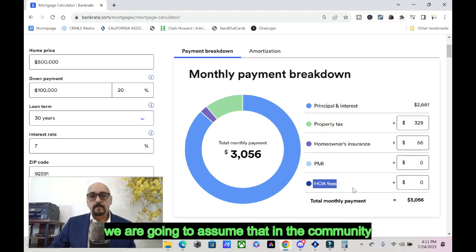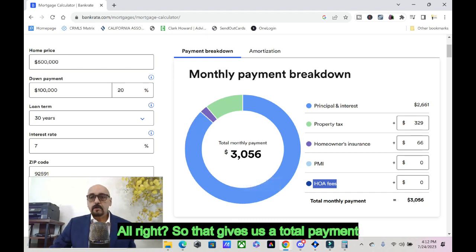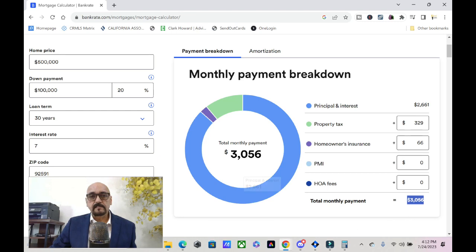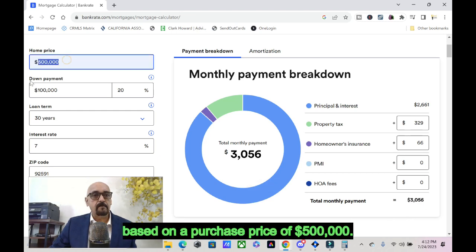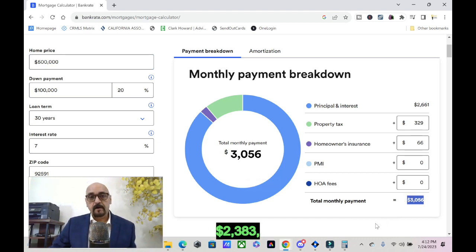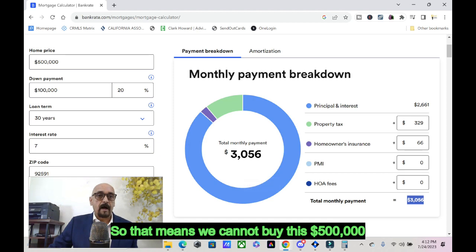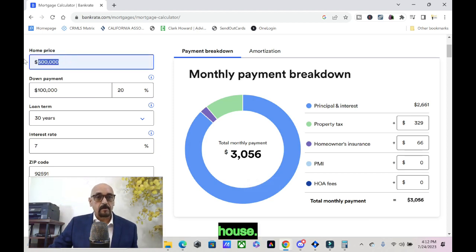Now, we're going to assume that in the community that we're purchasing, there is no HOA. Therefore, the HOA fee is going to be zero. All right. So that gives us a total payment of $3,056 based on a purchase price of $500,000. That $3,056 is well above our number of $2,383, which is the maximum monthly payment that we can afford. So that means we cannot buy this $500,000 house.